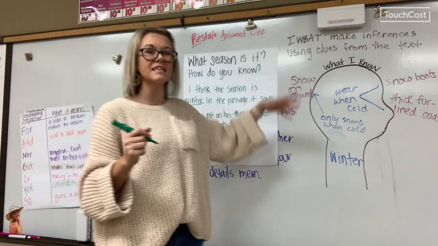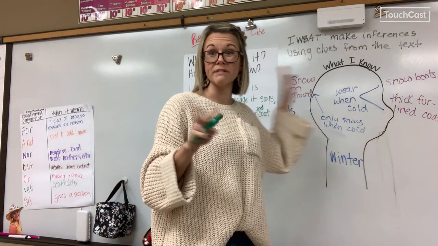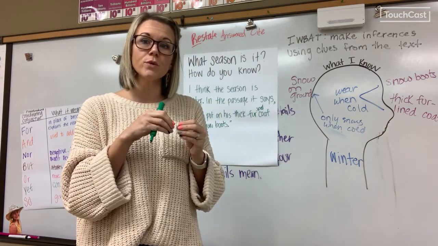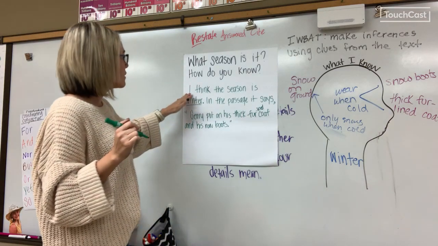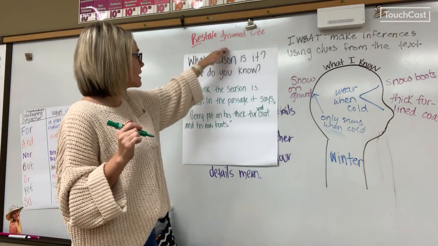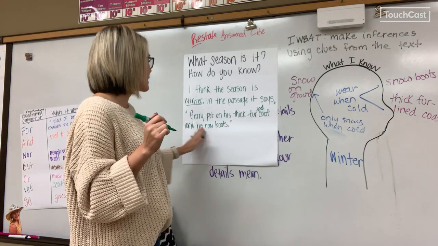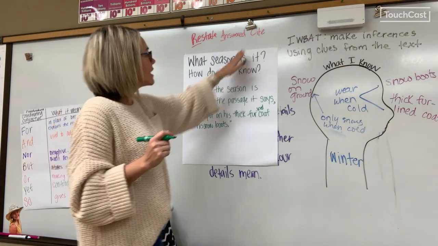Now I'm going to use one of these because this is a short answer. If it were an extended response, I would use both of these because you have to cite 2 pieces of evidence if it's an extended response. But this is just a short answer, so I'm going to use one of those. So I think the season is winter. There's my restated answer. In the passage, it says Jerry put on his thick fur-lined coat and his snow boots. There's my cite.